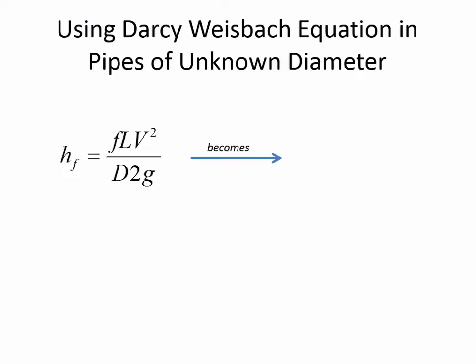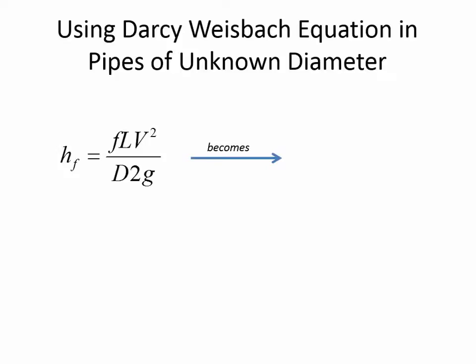The Darcy-Weisbach equation can be rearranged to solve in terms of diameter. And let's go through that just briefly, what that looks like when we rearrange the Darcy-Weisbach equation. Any questions so far before we go through this very brief equation? Okay. We know that H sub f is F L V squared divided by D 2g.